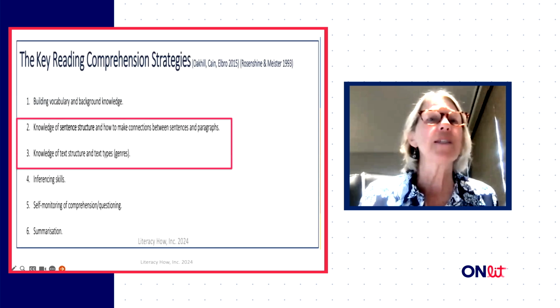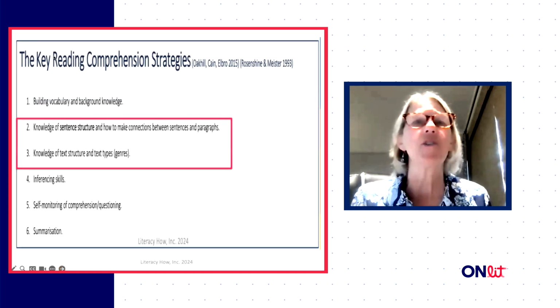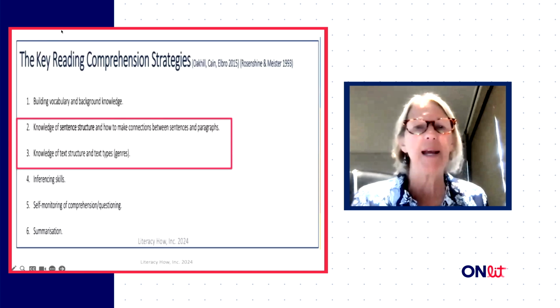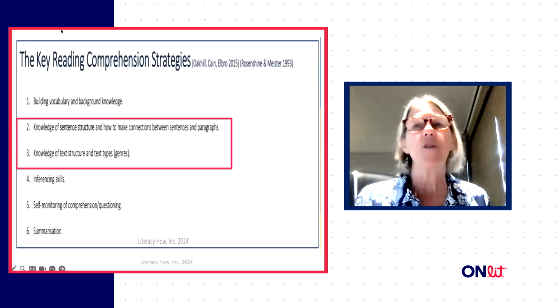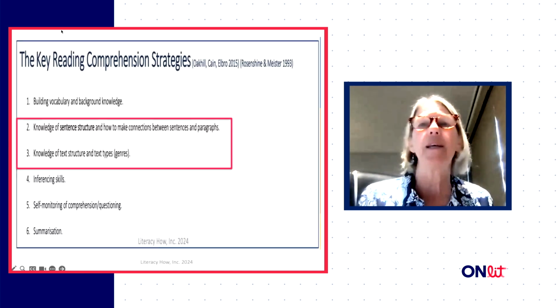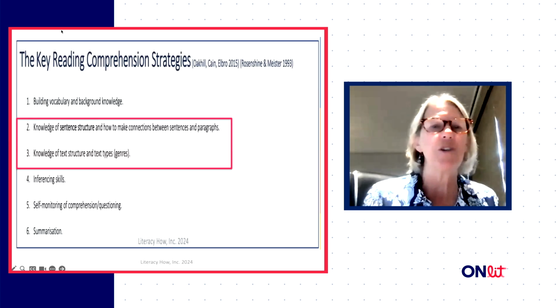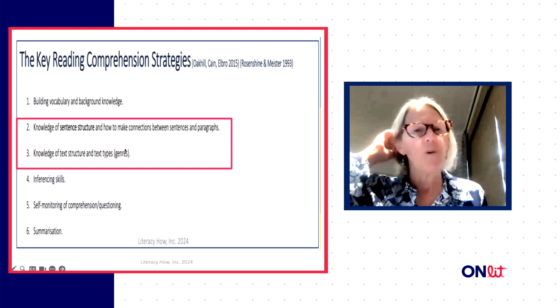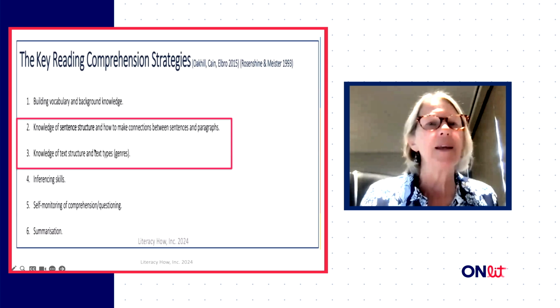I also took this from something that I saw that you distributed, and I like all the work that Oak Hill and Kane, Elbro, Rosenshine have done. Key comprehension strategies that are mentioned that are relevant to today's talk are the sentence structure, as well as the text structure and text types, which we won't go into great detail. But again, these two are inextricably linked. This is your macro structure. This is your micro structure.